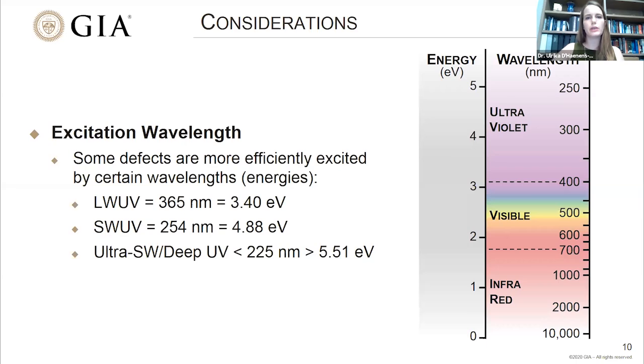When we consider fluorescence, we need to consider the excitation wavelength. Certain defects, these impurities, these centers that we're looking for, are much more efficiently excited by certain wavelengths. Now, wavelength and energy are inversely proportional to each other, which is illustrated by that diagram on the right. So longwave UV, which was 365 nanometers, has an energy of 3.40 electron volts. Shortwave gives you 4.8 electron volts, and then the ultra shortwave or deep UV is greater than 5.51 electron volts. So here we're just illustrating that the shorter the wavelength, the higher the energy of the excitation.